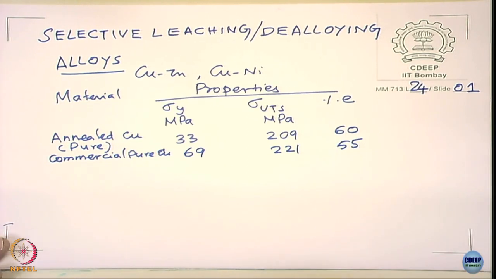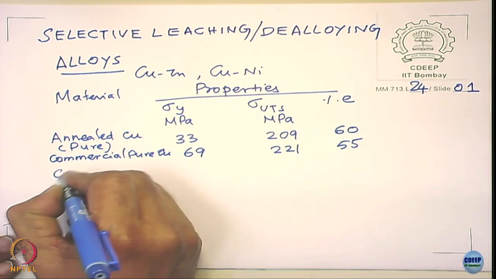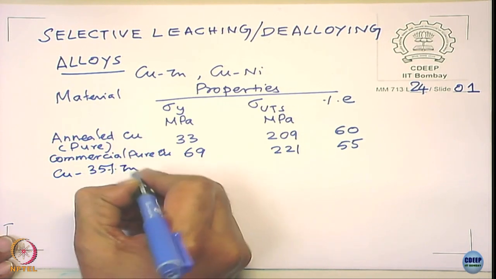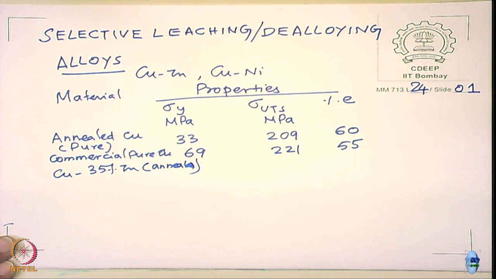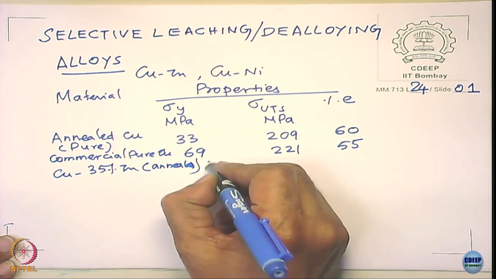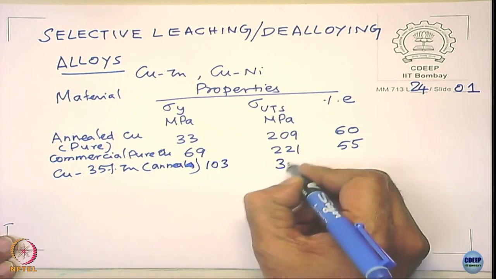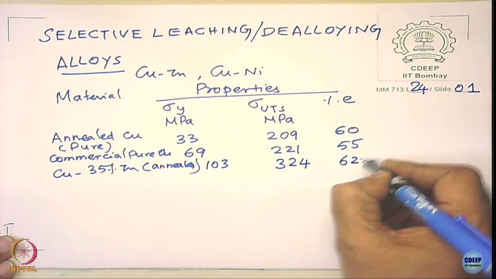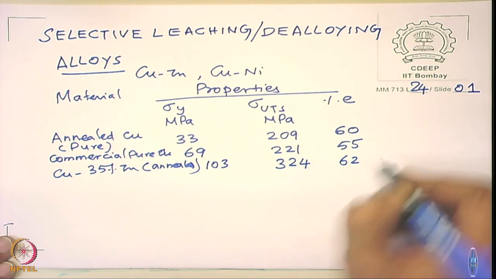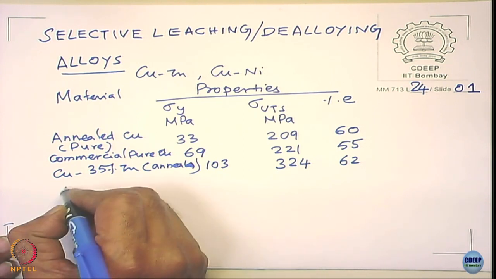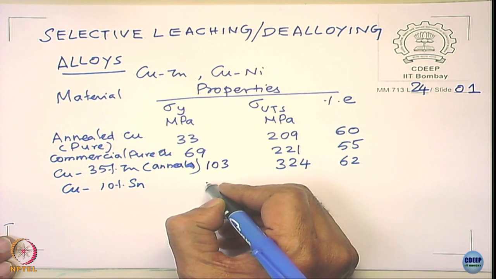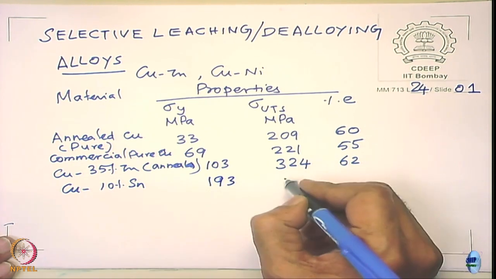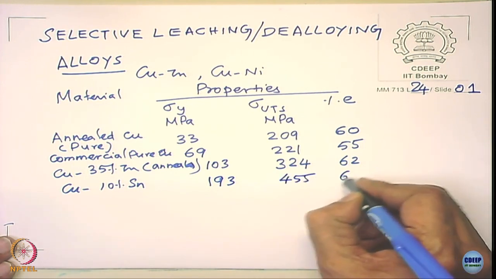Of course, the strength and the elongation are many times inversely related to each other. But you take a brass, which is a copper 35% zinc, which is annealed, you will see the strength increases quite significantly. In this case, even the elongation is improving. If you take, let us say, copper 10% tin, you can see that the strength level is again increasing, and like this.